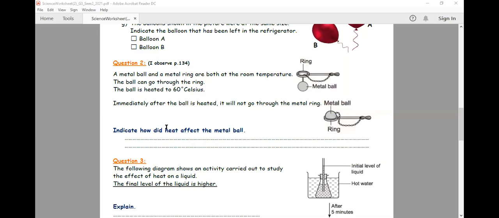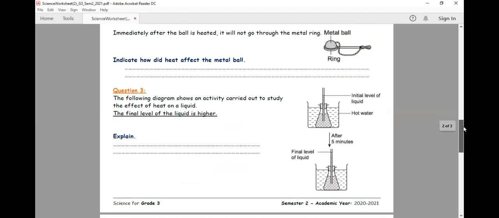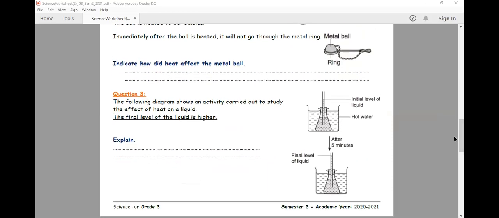Question number 3. Now we're not heating a metal ball, but we're heating a liquid. We do not know the type of the liquid in here. Sasha and Zakaria, we have a liquid in a flask. We placed the flask in very hot water.